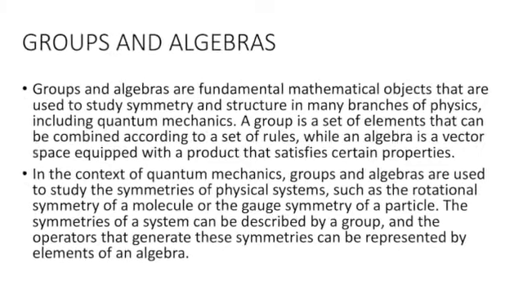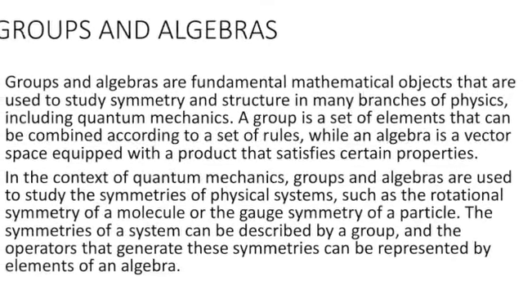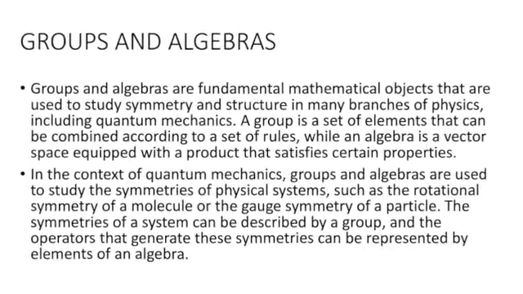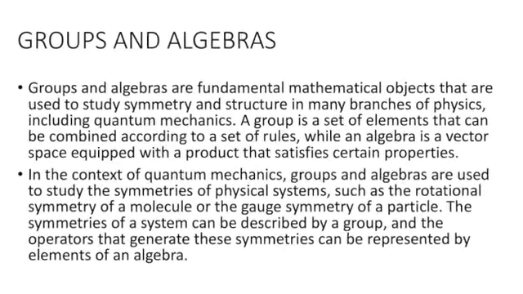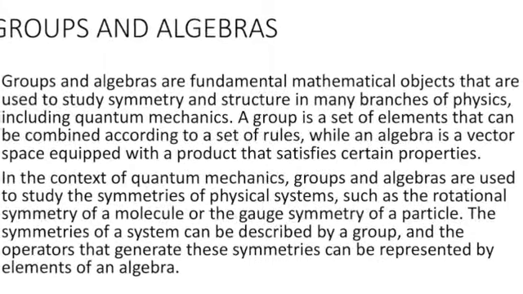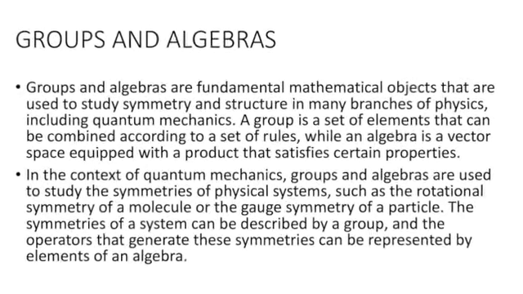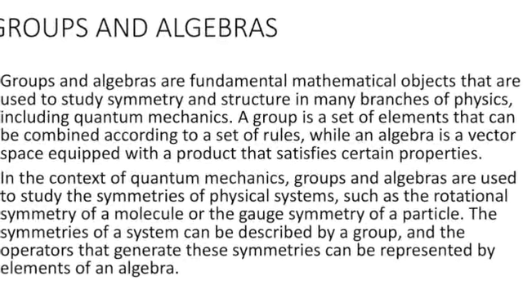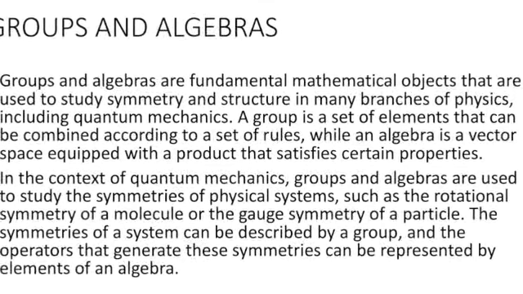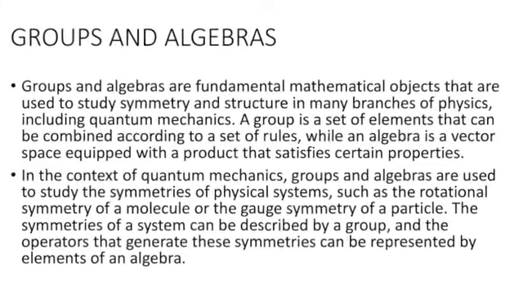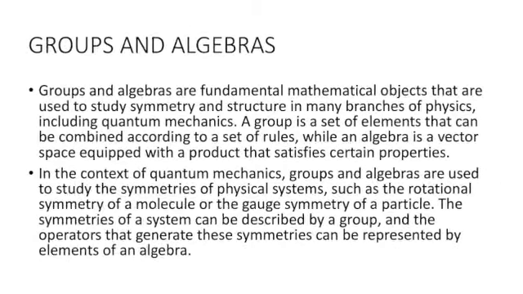A matrix representation of a group is a way of representing the group elements by matrices that act on a vector space. Matrix representations can be used to study the symmetries of a physical system. For example, the rotational symmetry of a molecule can be represented by matrices that act on the space of the molecule's wave function. Matrix representations of groups are also used in the study of quantum mechanics.